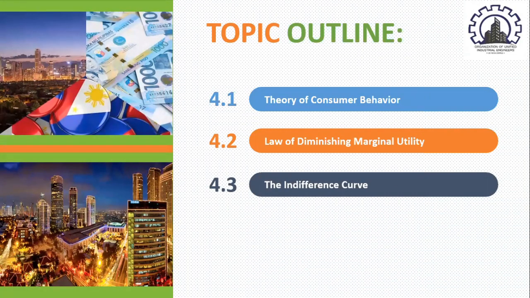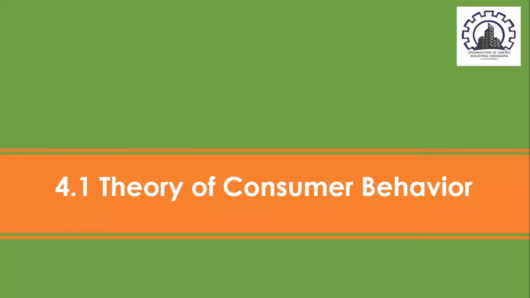First, we have the theory of consumer behavior. Second, we have the law of diminishing marginal utility. And finally, we have the indifference curve. Now, in order for us to get started, let us discuss our first key area, and that would be the theory of consumer behavior.